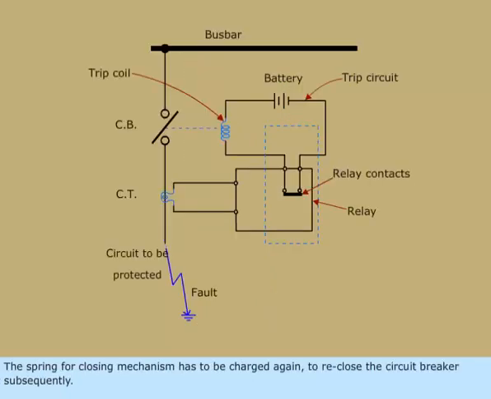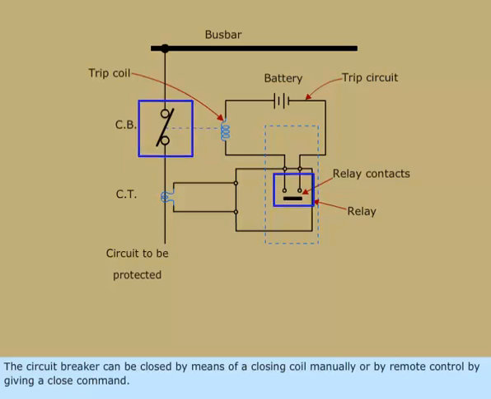The spring for closing mechanism has to be charged again to reclose the circuit breaker subsequently. The circuit breaker can be closed by means of a closing coil manually or by remote control by giving a close command. Thus, you have learnt about the operation of the circuit breaker.